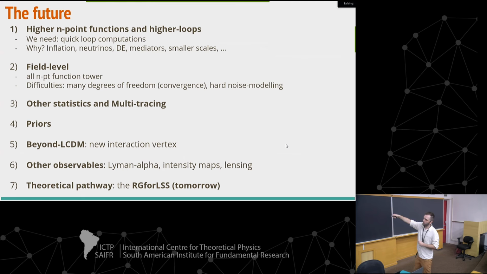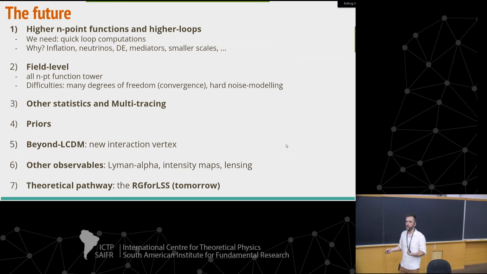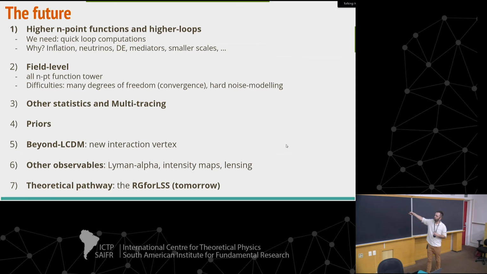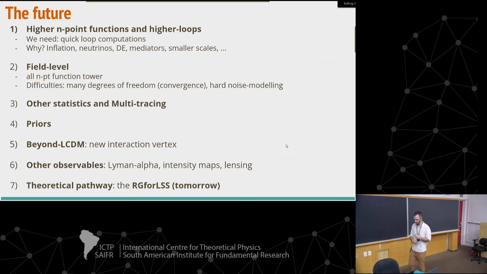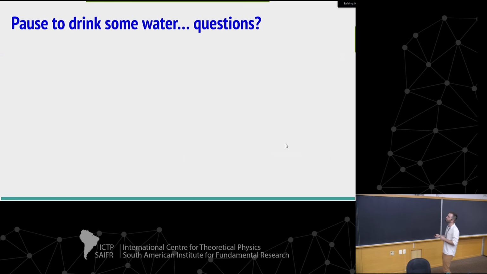statistics. People also think, since you have many operators now, you can think about priors in these bias parameters, right? This becomes something relevant now. And also you can extend to different models, also different observables. And something I'm going to explain tomorrow is what we call the RG for LSS, which is how to improve, how to gain information from higher loops, basically resumming part of the diagrammatic contributions you have.